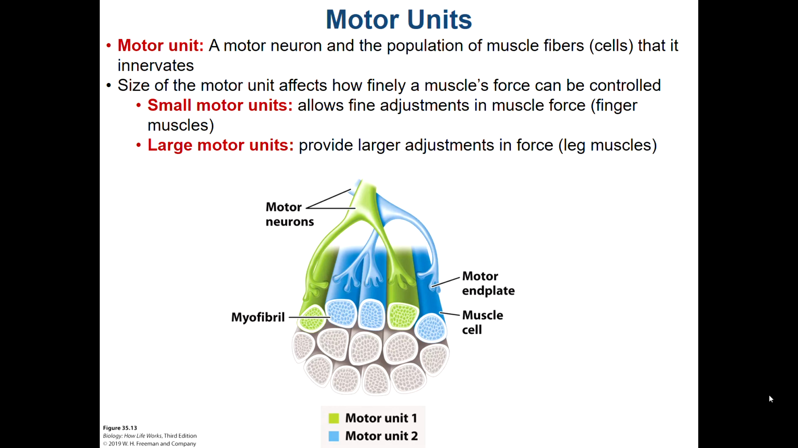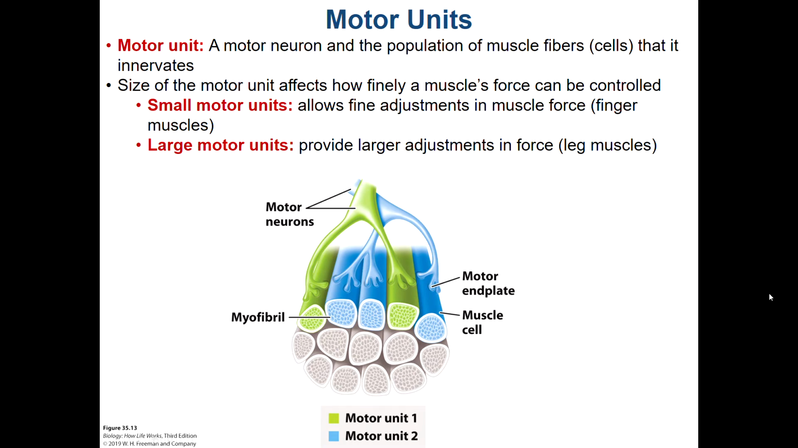Motor units are the motor neuron and the population of muscle fibers that it innervates. So in this example down here in this picture, we have a green motor neuron and it is touching, or innervating, 2 muscle fibers. So that's one motor unit. The second motor unit in this picture is the blue neuron that is touching 3 muscle fibers.